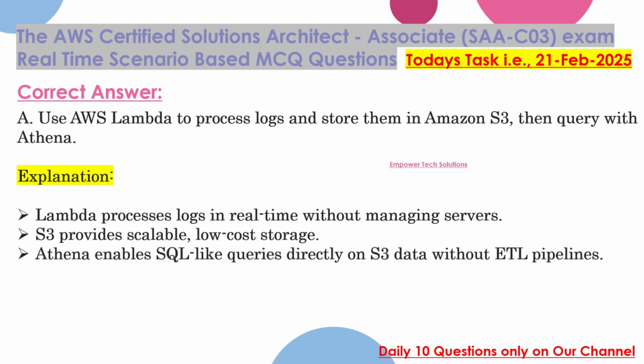Correct answer: A. Use AWS Lambda to process logs and store them in Amazon S3, then query with Athena. Explanation: Lambda processes logs in real time without managing servers. S3 provides scalable, low-cost storage. Athena enables SQL-like queries directly on S3 data without ETL pipelines.